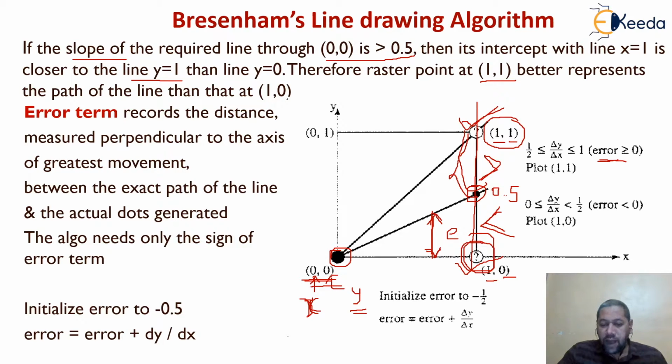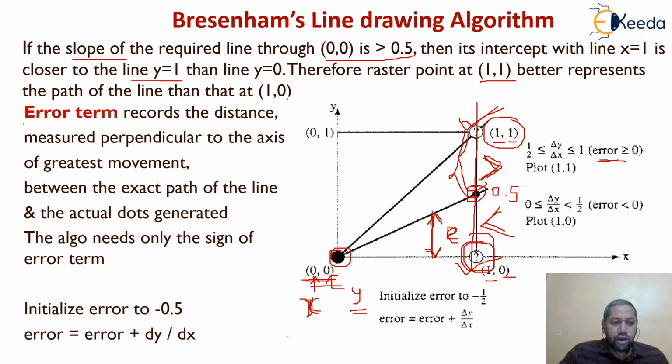Now this y value depends upon the error term. That's why I have shown it here. This is my error term, and it depends upon the error term. And what is the condition? If the error term is less than 0.5, y is not incremented, so the y value will be 0. And if the error term is greater than 0.5, the y value is incremented and it will be 1. So that is the idea behind the calculation of the error term.